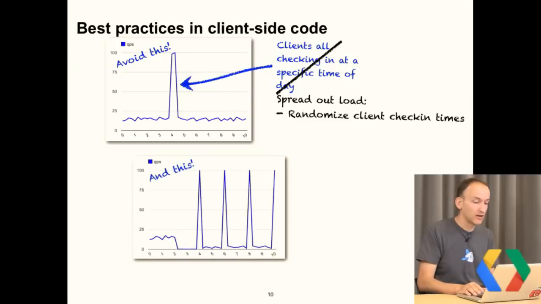You simply want to randomize the check-in times. So every client picks a random time. And if you still want to do it at night, you can say, okay, between 2 and 4 a.m., pick a random time and then check in then. That's still a lot better than a single point in time.